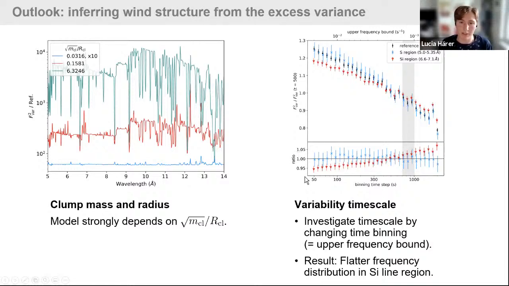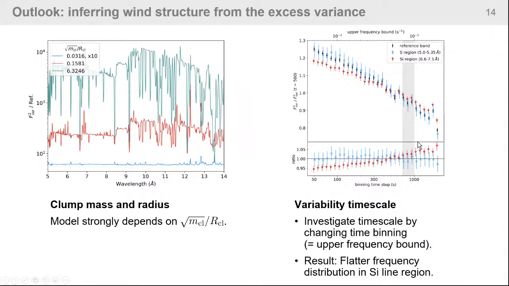And with the excess variance, the timescale can be investigated by changing the binning of the light curve, because the binning basically determines the upper frequency bound of frequencies that contribute to the excess variance. So if we increase the binning time step, the excess variance falls off. And this is expected because higher frequencies are excluded as we go to higher binning time steps.